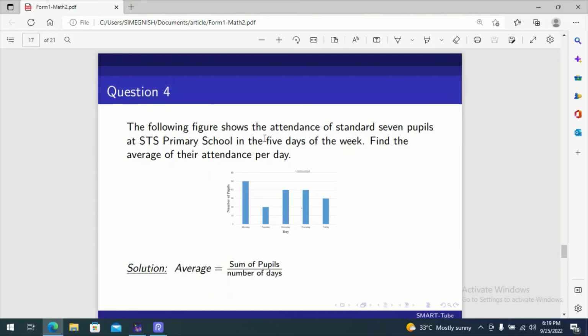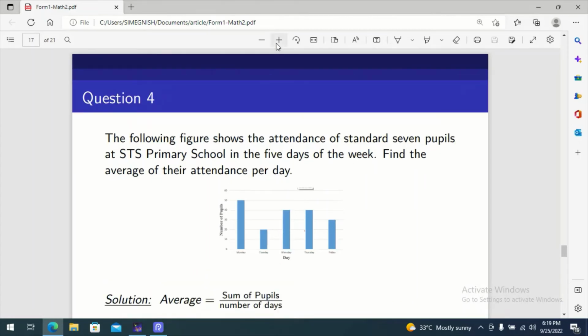So let me zoom in. As you see, we have Monday, Tuesday, Wednesday, Thursday, and Friday. We will have 5 days. Then what's the sum of pupils' attendance? On Monday there were 15, on Tuesday there were 13, on Wednesday and Thursday there were 40, and for Friday there were 30. So let's sum them up.